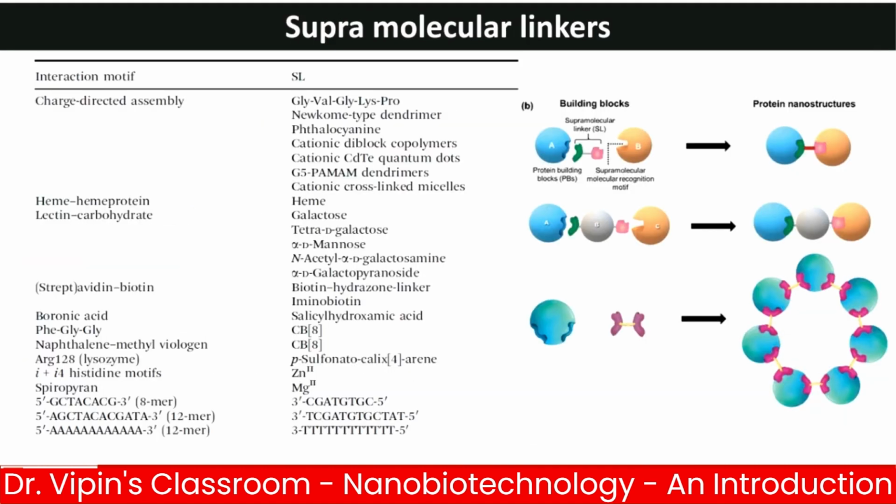So then, of course, what are these supramolecular linkers? These supramolecular linkers can be of several types. Most commonly, what we use is streptavidin, biotin. This is important because streptavidin and biotin are two molecules that have strong affinity to each other. So if you want to bring two molecules together, coat one with streptavidin and coat the other with biotin, the two molecules stick with each other automatically.